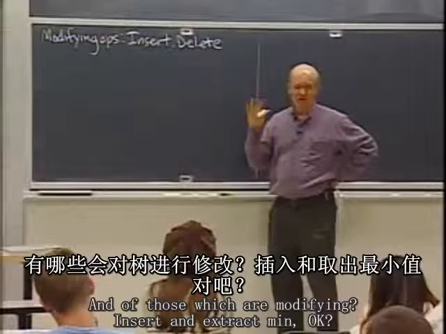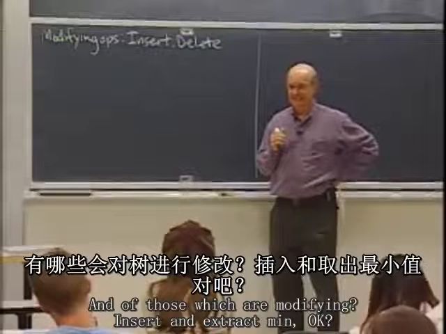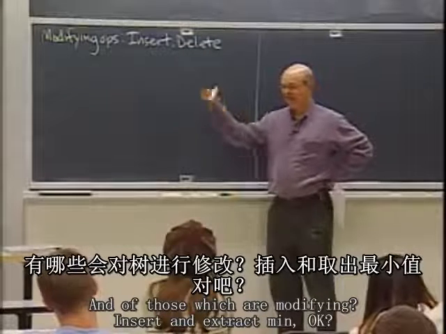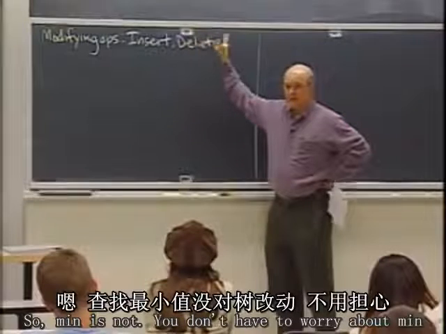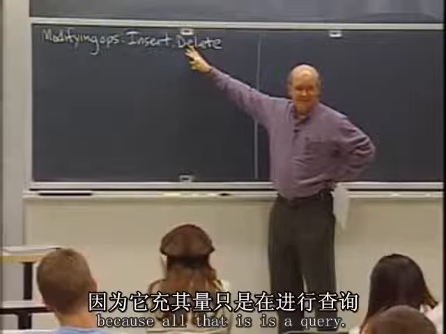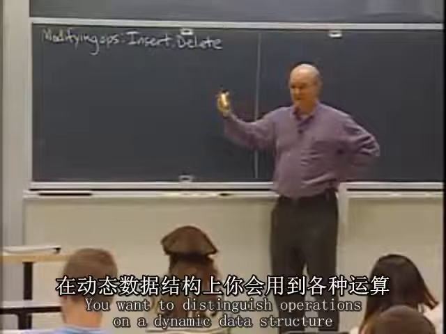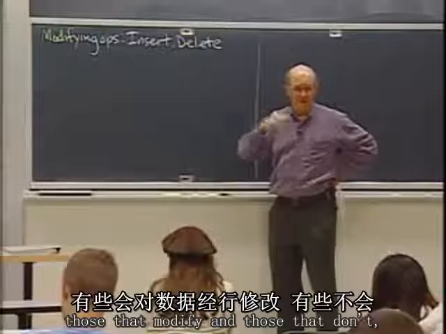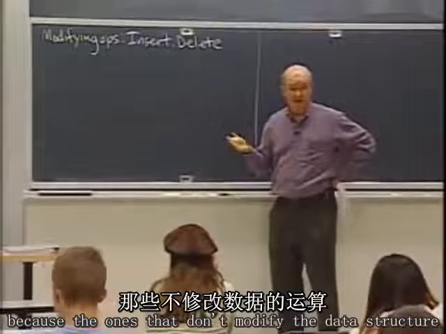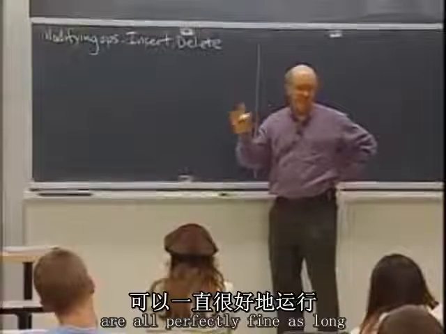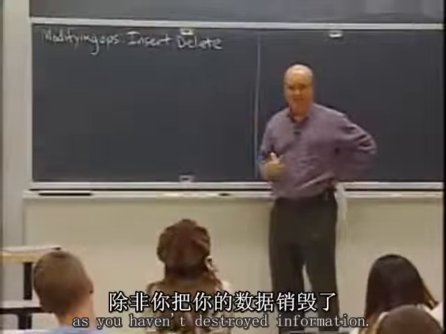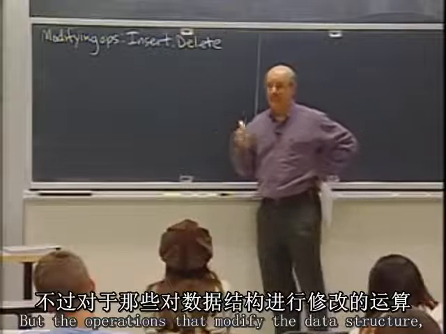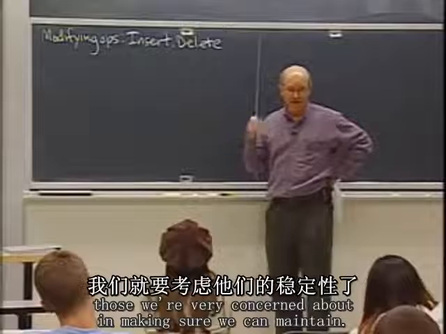And of those, which are modifying? Insert and extract min, okay? So min is not. You don't have to worry about min, because all that is a query. So you want to distinguish operations on a dynamic data structure as those that modify and those that don't. Because the ones that don't modify the data structure are all perfectly fine as long as you haven't destroyed information. Okay, the queries, those are easy. But the operations that modify the data structure, those we're very concerned about, making sure we can maintain.